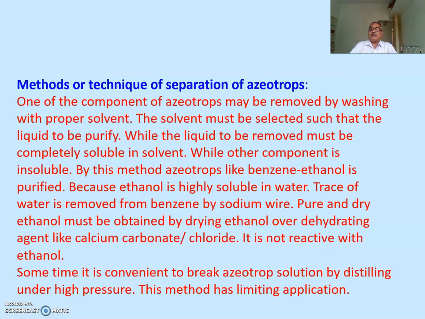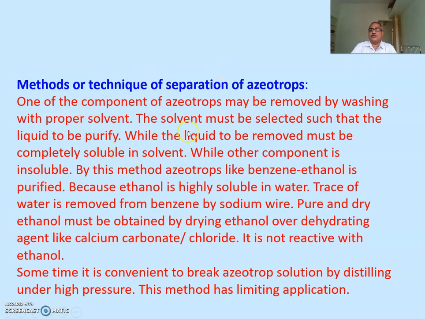How do we separate azeotropes? There are some methods or techniques to separate azeotropes. One of the components of the azeotrope may be removed by washing with a proper solvent. If one of the components is soluble in a proper solvent, use that solvent and wash; then the soluble component is separated out and the insoluble component remains in the reservoir.